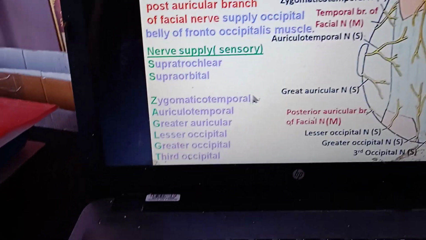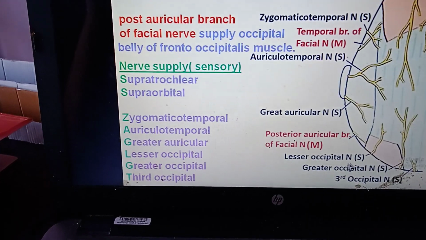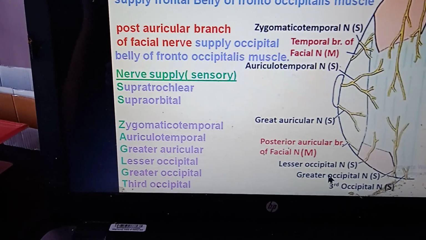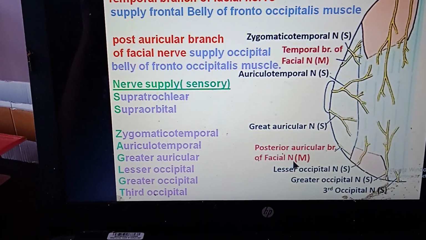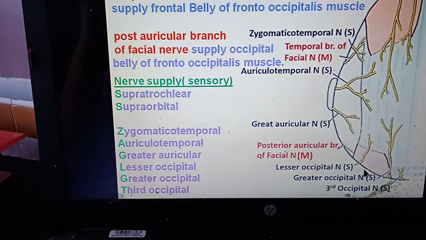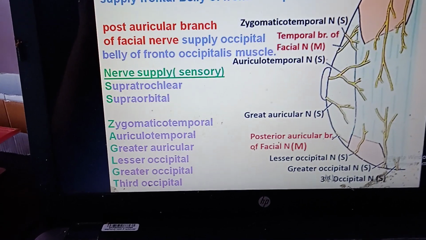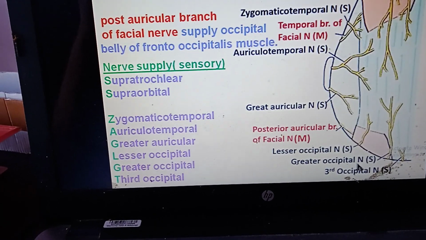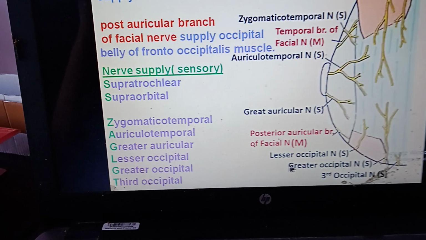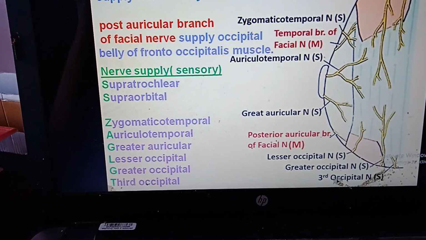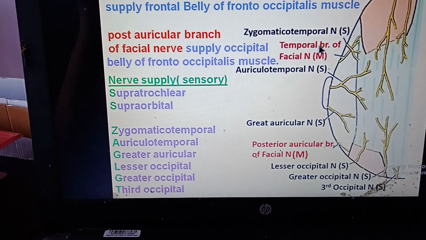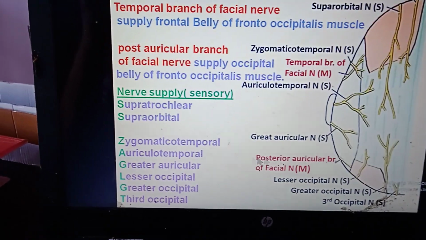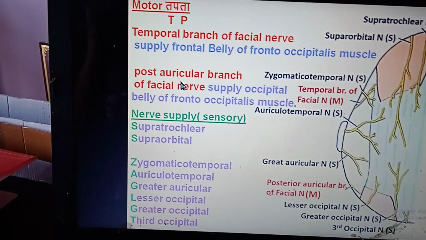Okay, now jag, let's go to. Now this one, let's go to. The occipital bone is on the posterior aspect, so lesser occipital, then greater occipital, and obviously there will be no greatest occipital, so there will be third occipital. Lesser occipital, greater occipital, and third occipital nerve. And this red one, in red color, is about the motor part, the motor nerve supply.